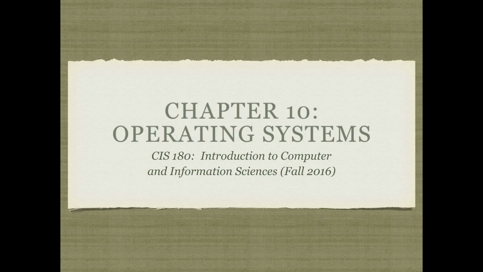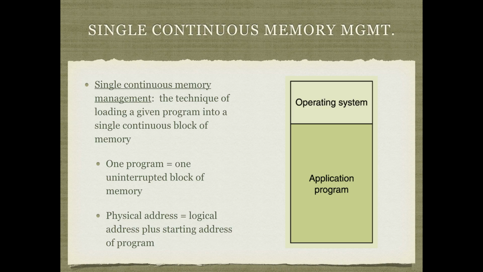So let's dive in. The first memory management technique is called single continuous. So the idea here is that memory is basically consolidated into one single continuous block that a program can utilize for storage. We would call this a partition. So one program is one uninterrupted block of memory. It has the whole thing.